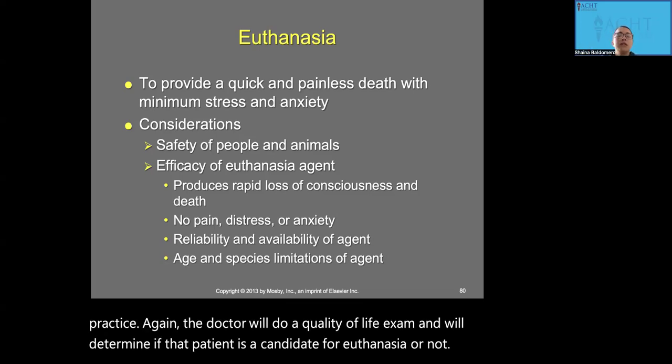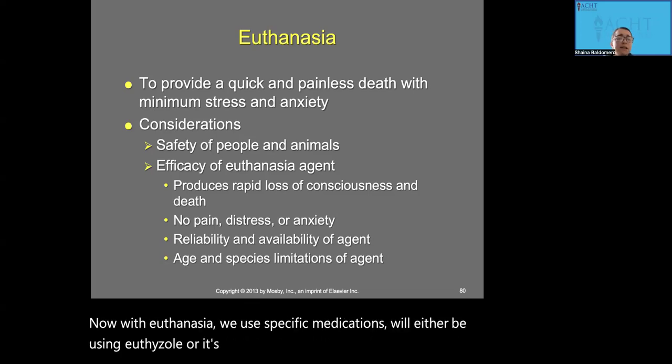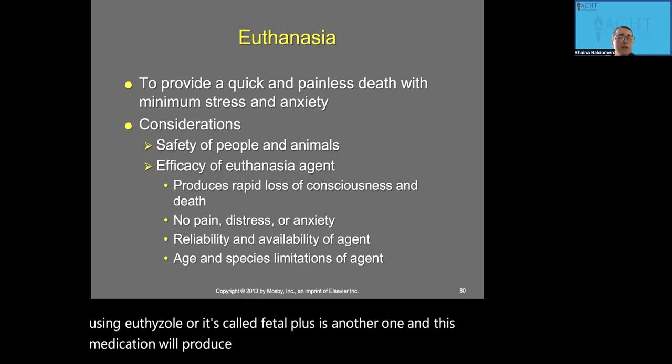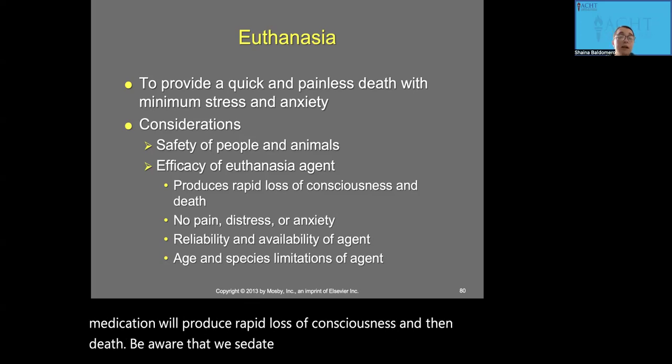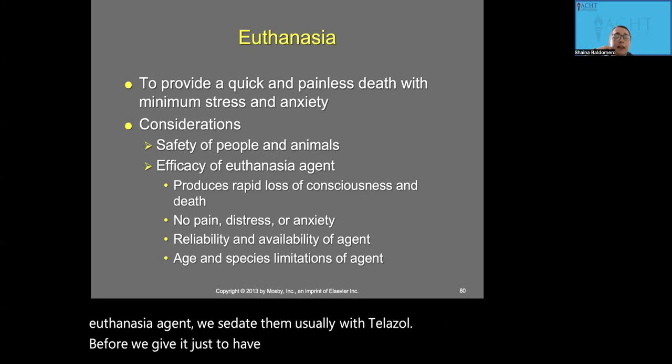Now, with euthanasia, we use specific medications. We'll either be using Euthazol, or Fatal Plus is another one. This medication will produce rapid loss of consciousness and then death. Be aware that we sedate the pets before we give this euthanasia agent. We usually sedate them with Tilazol before we give it, just to have them nice and calm and relaxed.